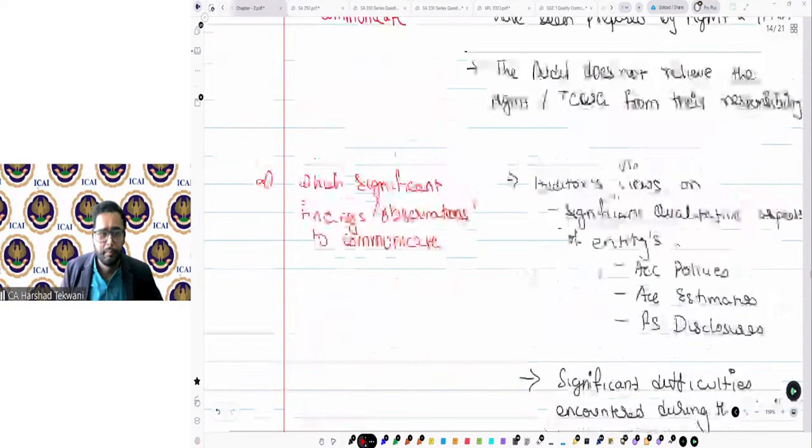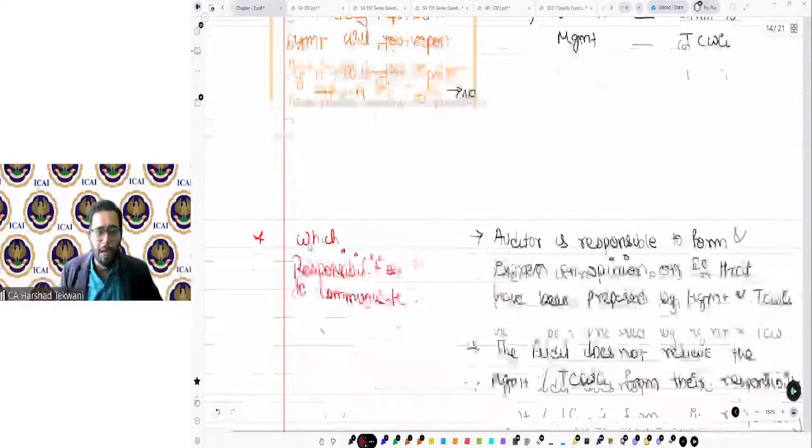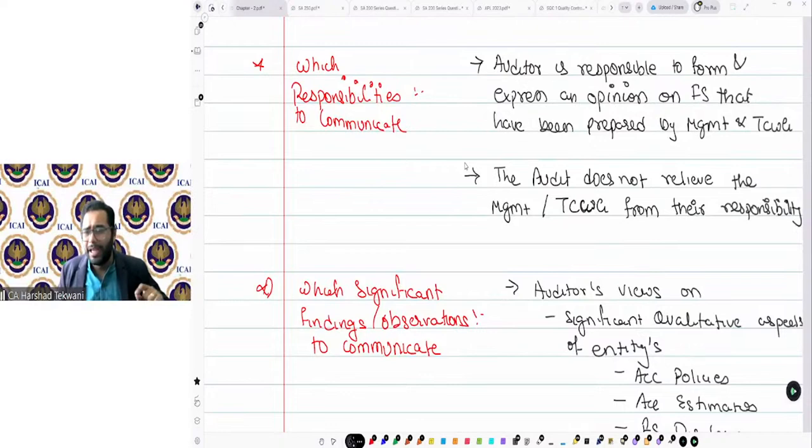Okay. So these are the responsibilities, significant findings and observations to be communicated. There is one more thing I need to communicate. With respect to responsibility, purposefully not mentioned here, that is the independence requirement, which we need to communicate to those charged with governance. Why I did not mention it with respect to responsibility is that we already comply with it under SA 200, 210, 220, SQC1. We are already ensuring that we are compliant with the independence requirement. So it's not a responsibility, it's just a communication.